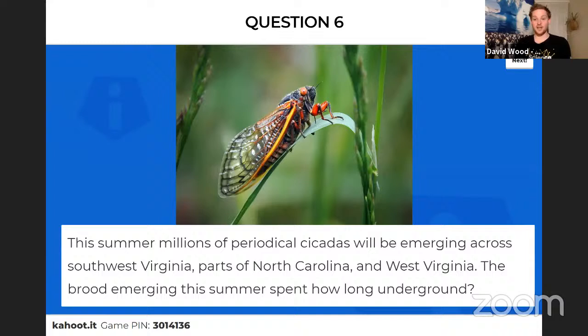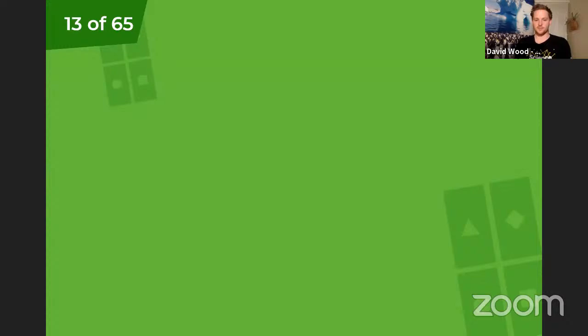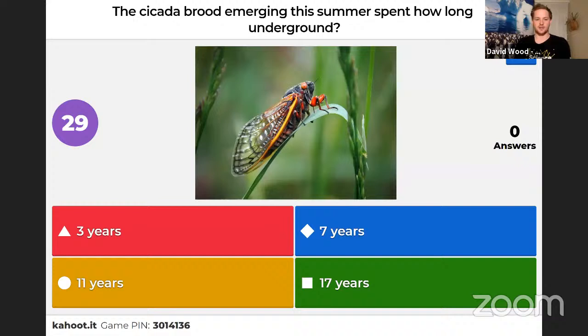Question six, the last question of the This Week in Science round. So this summer, millions of periodical cicadas will be emerging across Southwest Virginia, parts of North Carolina, and West Virginia. The brood emerging this summer spent how long underground? How long has this brood spent underground? 3 years, 7 years, 11 years, or 17 years?